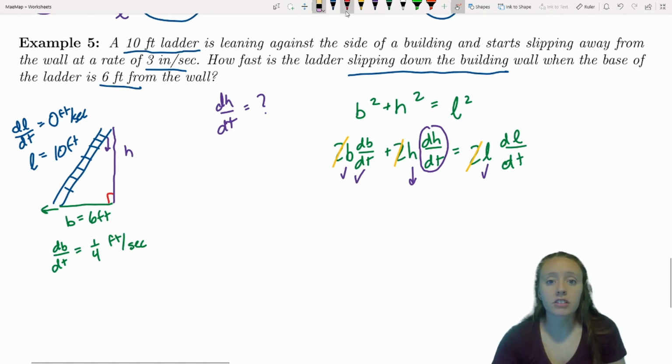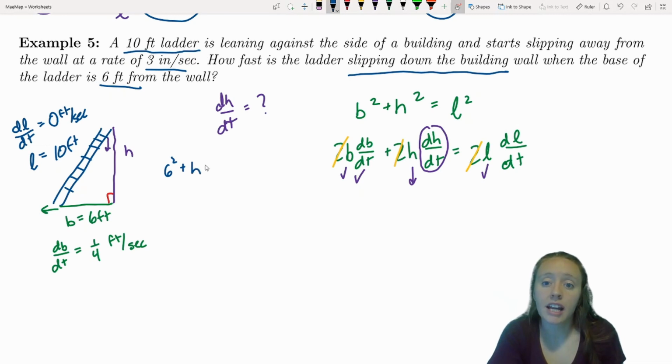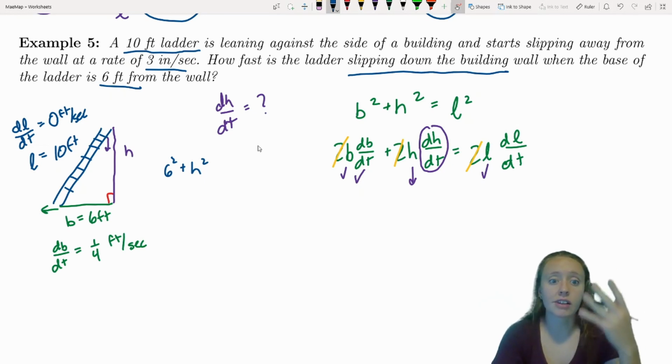But think about it. Just in the formula above, b squared plus h squared equals L squared. We know b, we know L, we can solve for h using that Pythagorean theorem. So I'm going to say that b squared, which is 6 squared, plus h squared, that's one of my unknowns, not the one I'm ultimately solving for in the end, but one I need to figure out in order to solve for that dh/dt. So 6 squared plus h squared is equal to 10 squared.